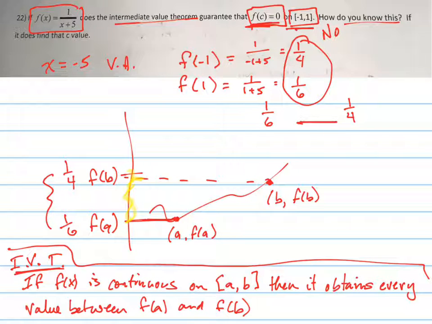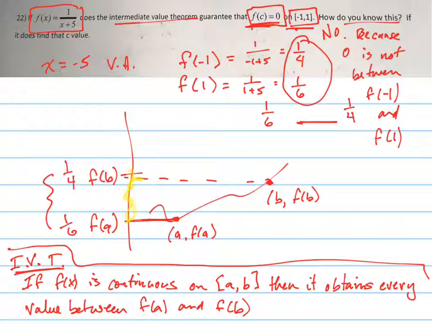And how do you know this? Because 0 is not between f of -1 and f of 1. You can even be more specific. F of -1, which is 1/4, and f of +1, which is 1/6. So it doesn't guarantee it. Doesn't mean that it can't reach it, right? But it just doesn't guarantee it, the intermediate value theorem.